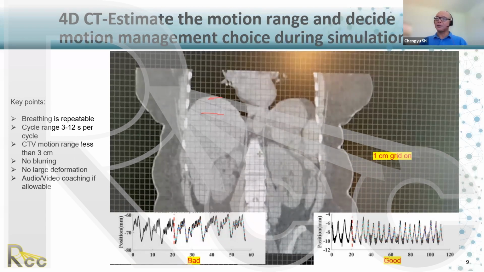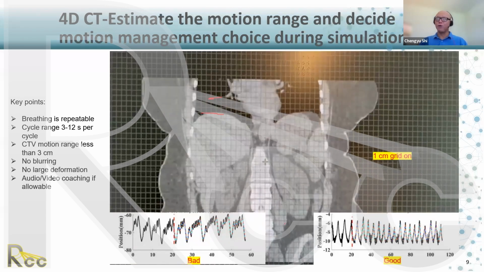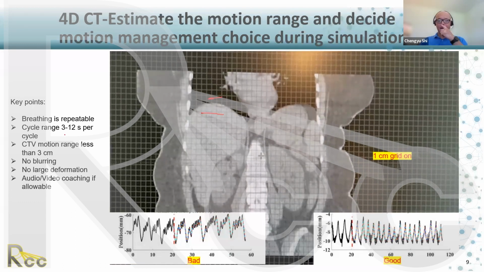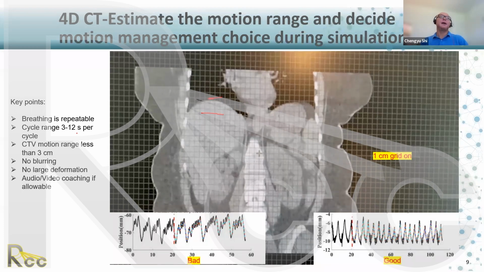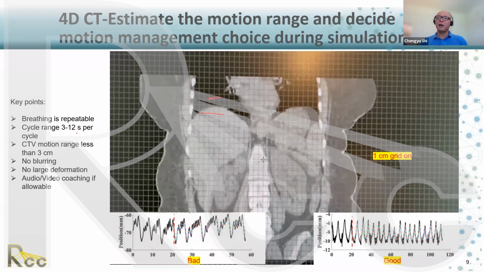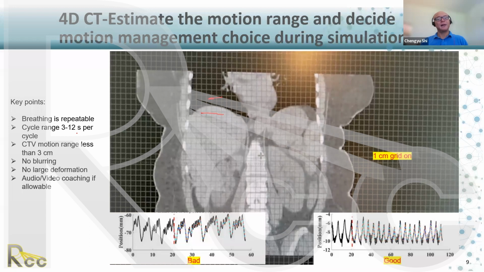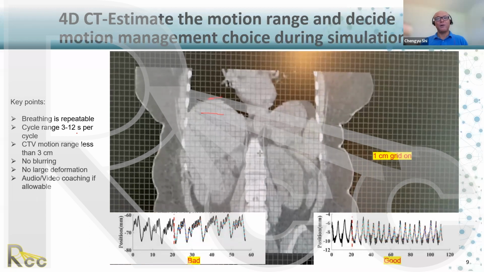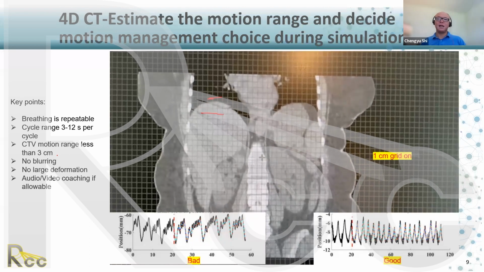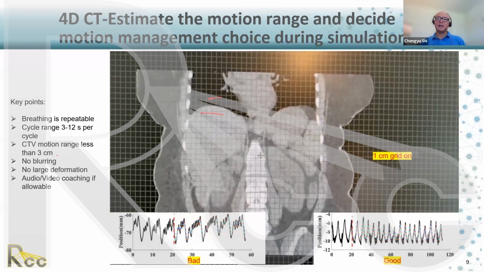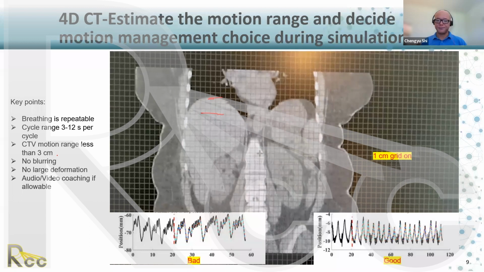And the good one is repeatable and smooth. So the typical breathing for a patient is 3 to 12 seconds. Definitely the RPM, they can elongate it to 20 seconds, but usually that means the patient breathes well. For the motion range, if more than 3 centimeters, typically that's not good for free breathing.